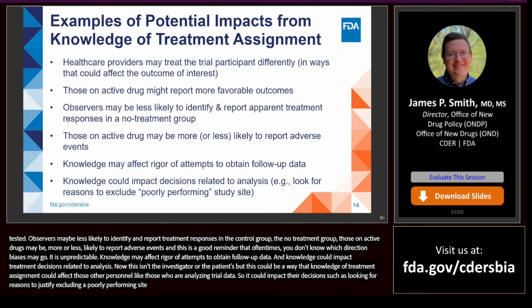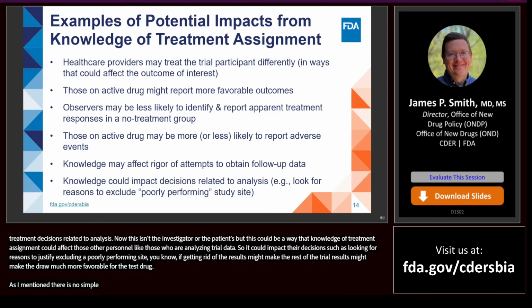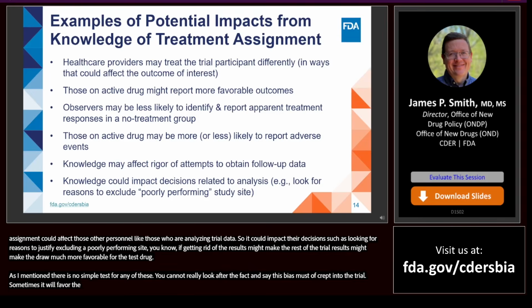You can't really look after the fact and say, oh, well, this bias must have crept into the trial. And sometimes it'll favor the test drug, sometimes not. And you can't really assume that that's going to all balance out. So taking measures to reduce bias, especially in circumstances when blinding isn't possible, is really important.